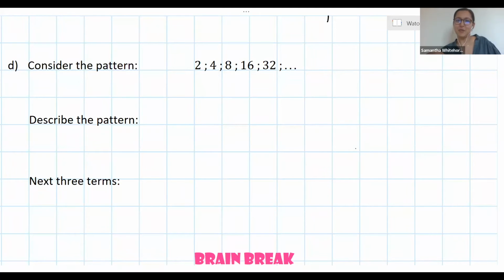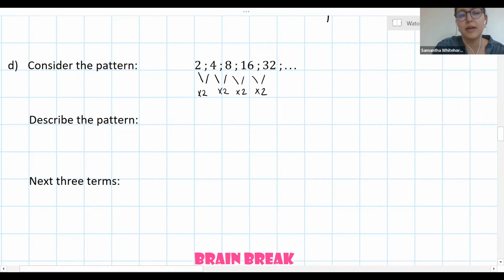Okay, Valesa, tell me what's happening. Ma'am, we are multiplying by 2. Excellent. So guys, each time I multiply by 2, so 2 times 2 gives me 4. 4 times 2 gives me 8. 8 times 2 gives me 16. And so I keep going.